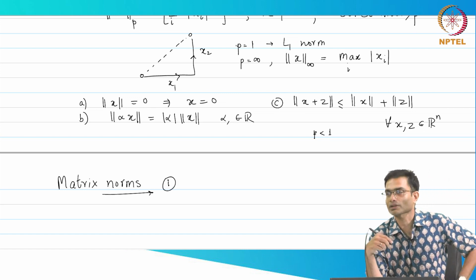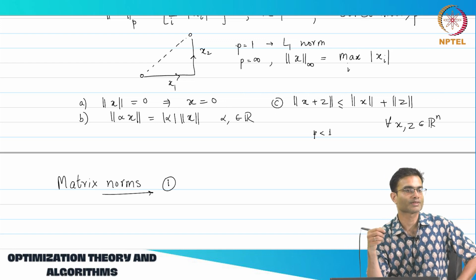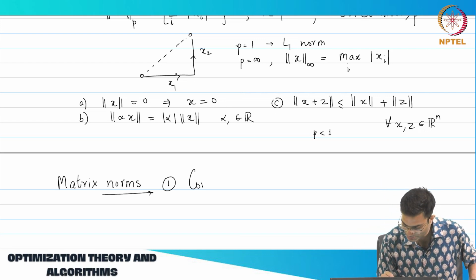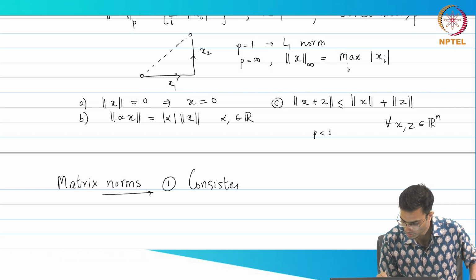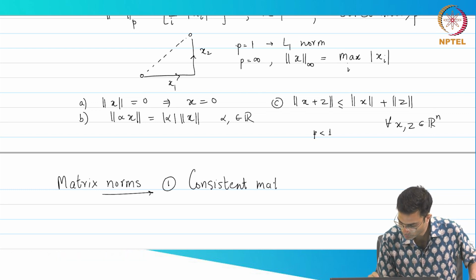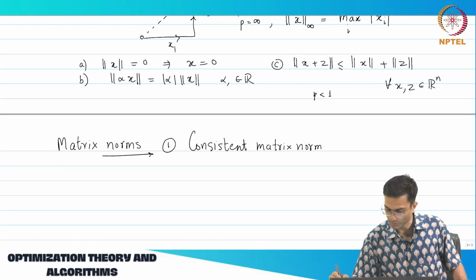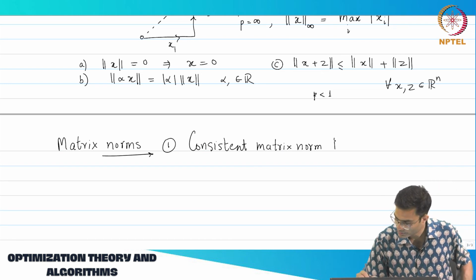The first type of norm is a norm which is derived from the definition of the vector norm. It's called a consistent matrix norm. Consistent simply means consistent with the definition of a vector norm, and it's defined like this.